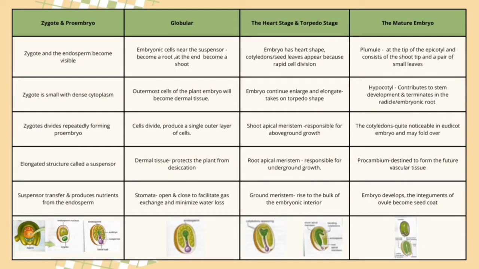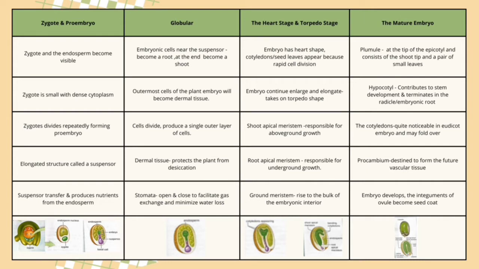So we already highlighted important points on this slide. So now, first we'll look at the zygote and pro-embryo stage. The zygote and the endosperm become visible. The zygote is smaller than the cytoplasm, and the zygote also divides repeatedly to form the pro-embryo. An elongated structure called a suspensor transfers nutrients produced from the endosperm.